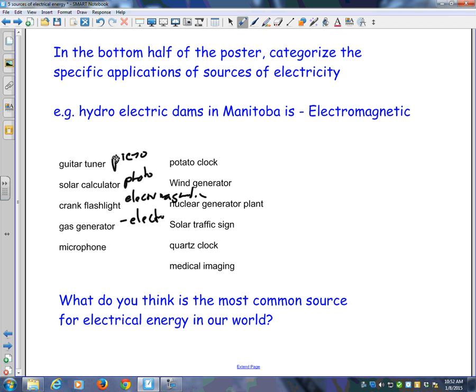A microphone. Piezo. Potato clock. What? Chemical. Well done, Riley. It uses the chemicals in the potato to generate enough electricity to run a clock. Wind generator.